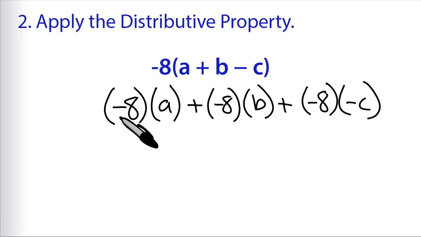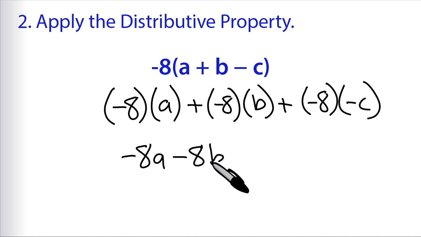And now we'll simplify. So negative 8 times a is negative 8a. Then we have negative 8 times b, which is negative 8b. So we don't need to show the plus. Remember, we'll just show the negative 8b. And now we have negative 8 times negative c. And remember, when you multiply two negatives, they cancel out and become positive. So that is 8c, and that will be added on the end, 8c.